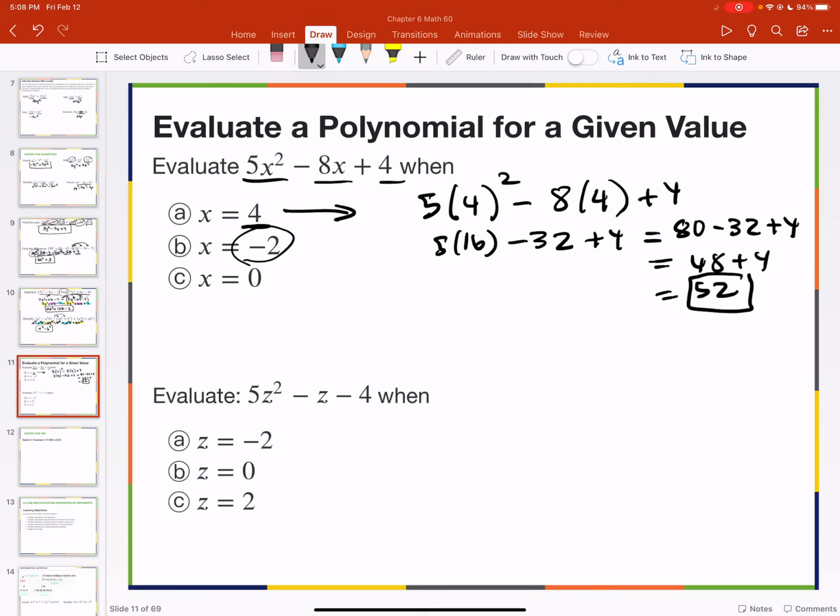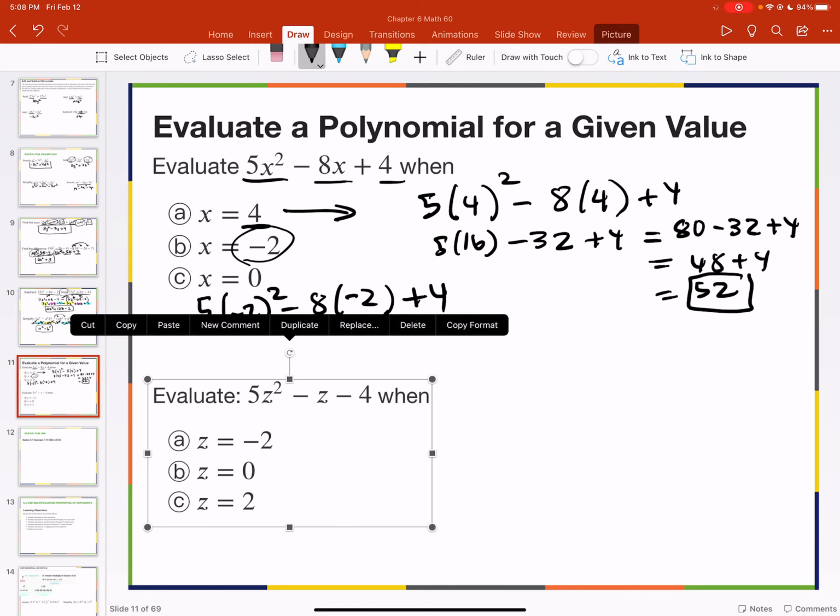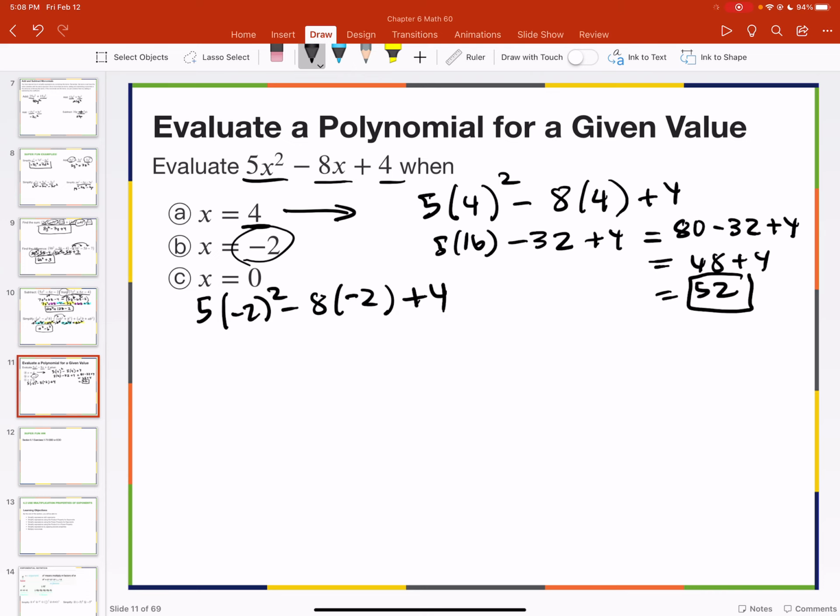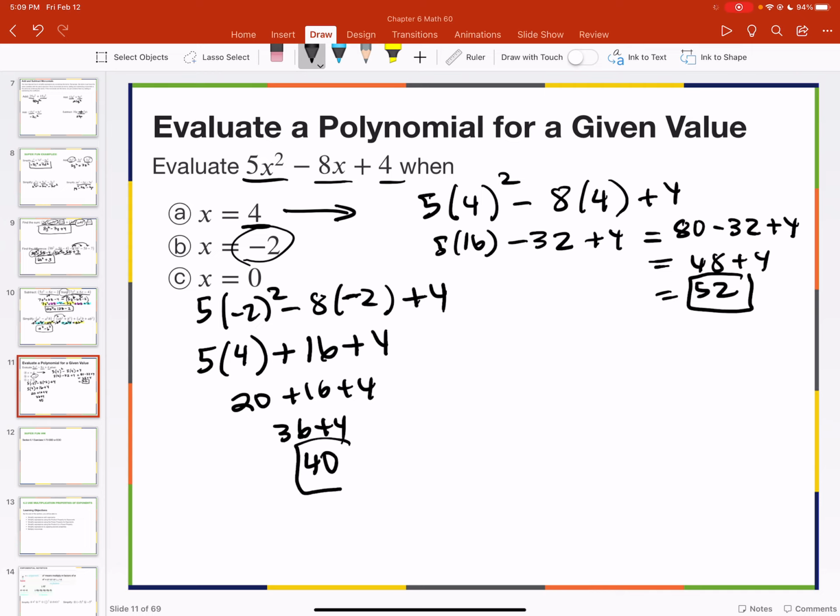And then let's go ahead and try the next one, negative 2. So we have 5 times negative 2 squared minus 8 times negative 2 plus 4. Okay, this is pretty much the same thing, except it's a different variable. So I'm going to get rid of this one, plus I need space to write. So then order of operations, that's going to be 5 times, and the negative 2 squared is positive 4. And then this negative 8 times this negative 2 is positive 16 plus 4. So this is going to be 20 plus 16 plus 4. So that's going to be 36 plus 4, which is 40.